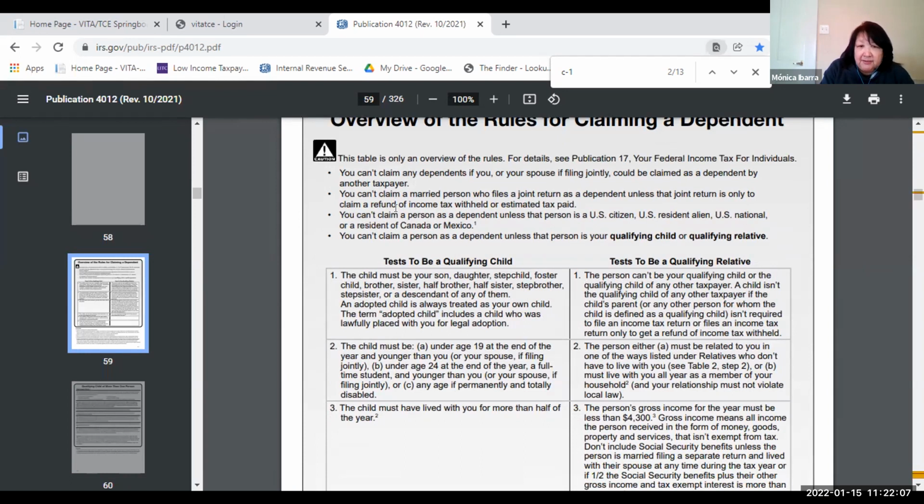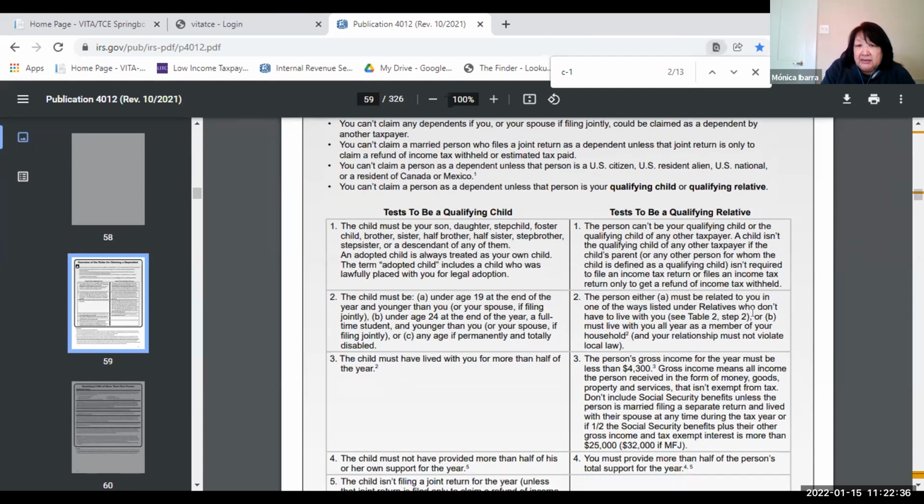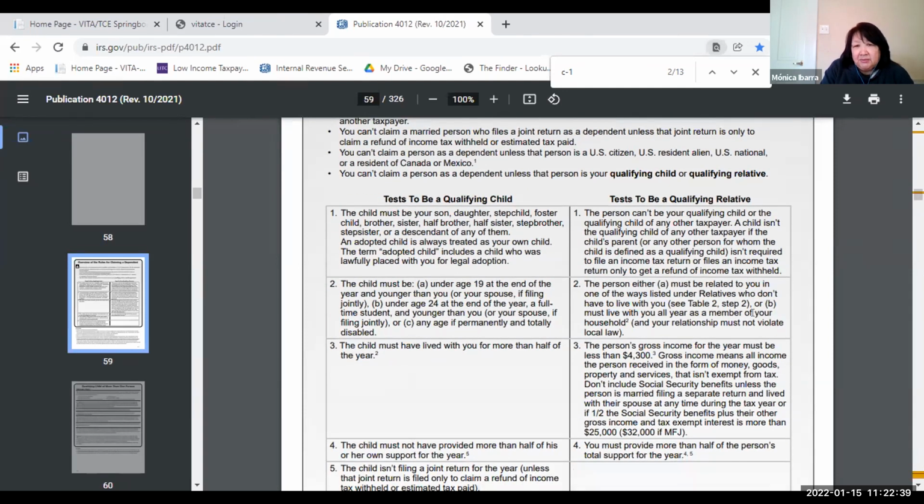So the tests to be a qualifying child are laid out here on the left-hand side. You have a relationship requirement, you have an age requirement, and then you have a residency requirement. On the right-hand side, you see qualifying relative. And the qualifying child test just kind of tries to kick you out of qualifying relative, back into qualifying child.